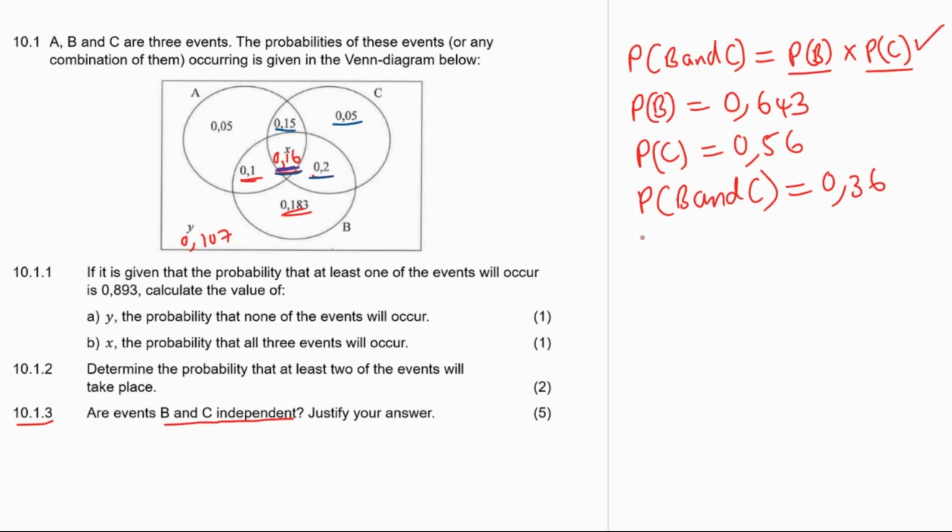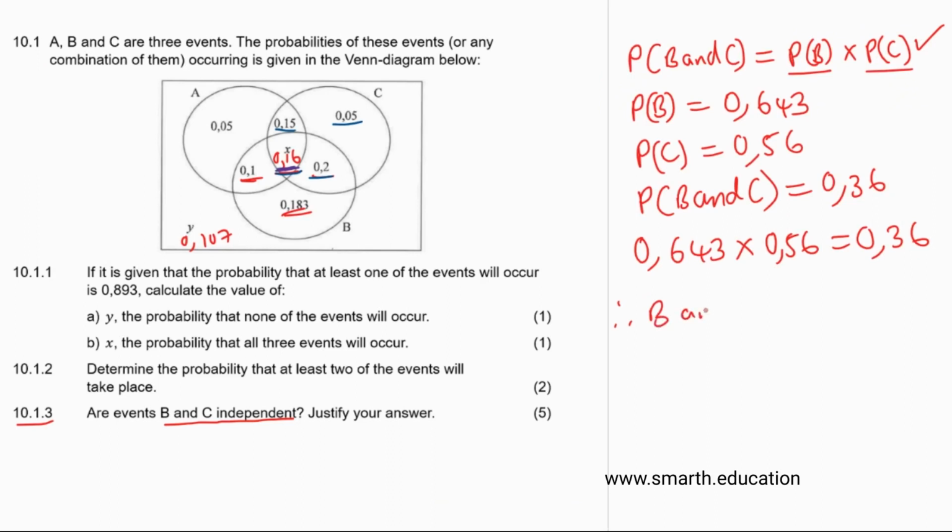If we say 0,643 times 0,56, what we get? This is equal to 0,36. And therefore, we can conclude and say B and C are independent events.